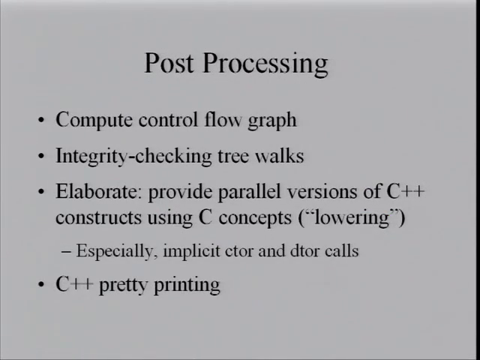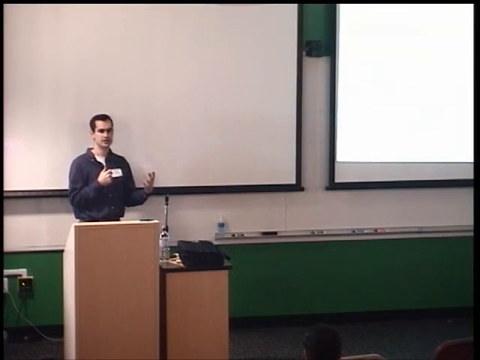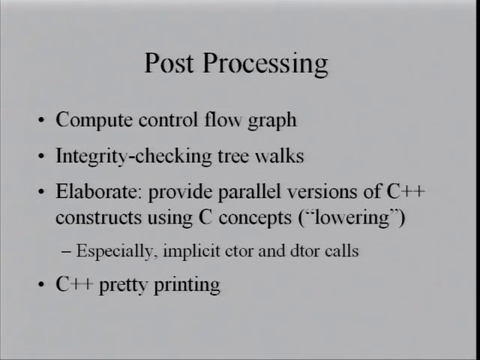The main things Elsa does after the type checker is complete, it can compute a control flow graph. This is just intra-procedural, fairly straightforward. It can check over the abstract syntax to verify invariants. It will do some additional, what we call lowering. These are translating C++ constructs that are implicit, like constructor and destructor calls, into explicit function calls to make it easier for program analyses. And you can print it back out as C++ if you like.